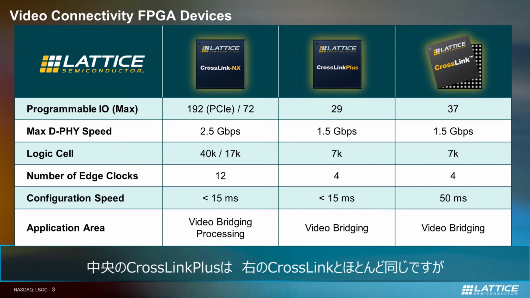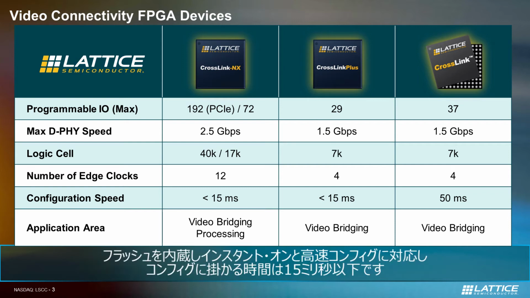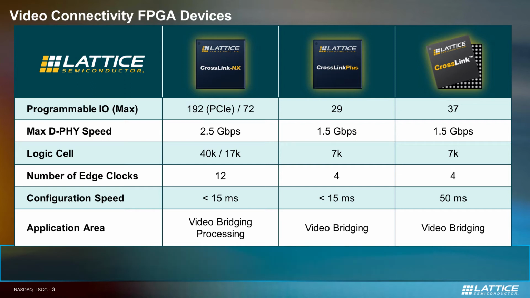In the center, we have CrossLink Plus. CrossLink Plus has identical features as CrossLink. The biggest difference is that it has embedded flash memory to enable instant-on and fast self-configuration. It fully self-configures in less than 15 milliseconds.